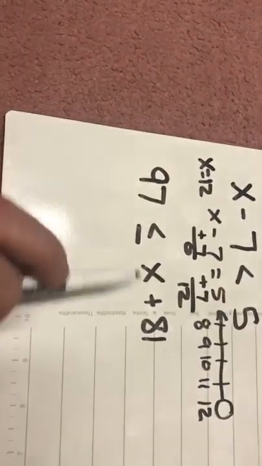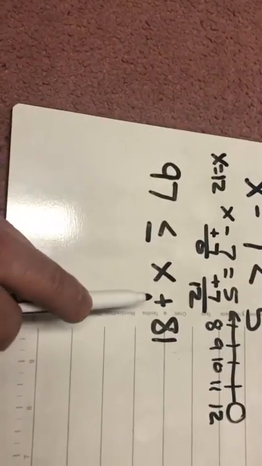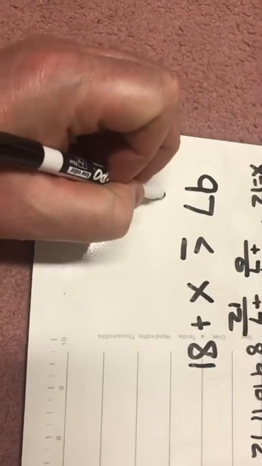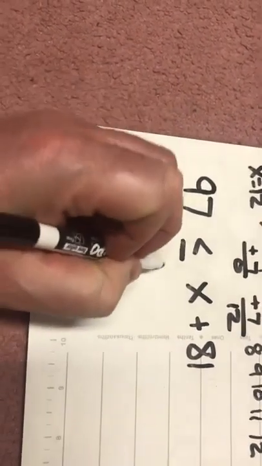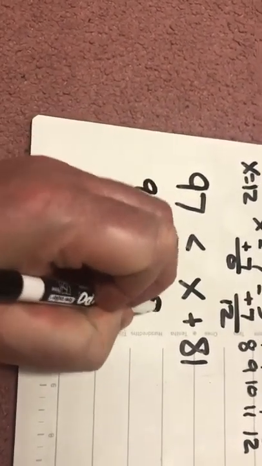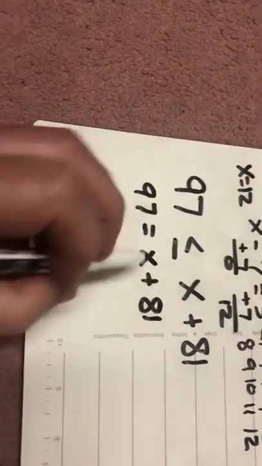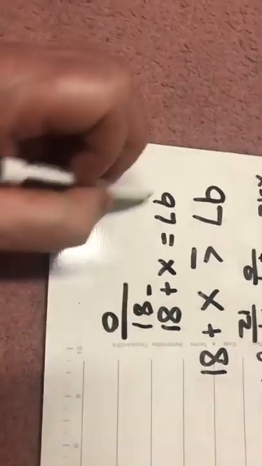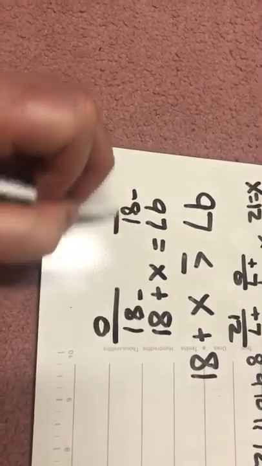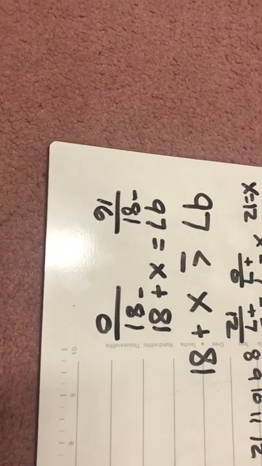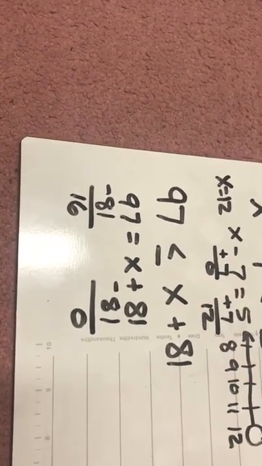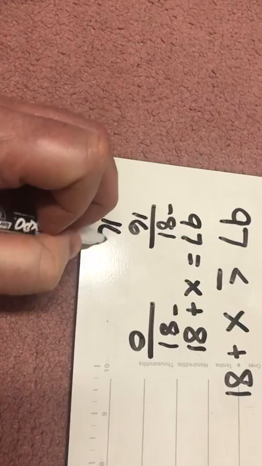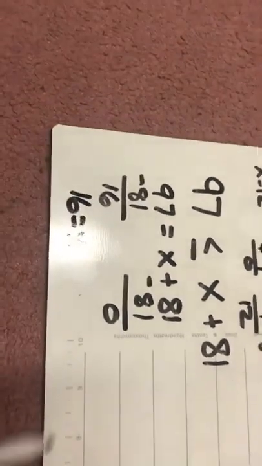97 is less than or equal to x plus 81. So I'm going to set up an equation: 97 is equal to x plus 81. And then I just solve the equation. Well, it's a plus 81, so I'm going to subtract 81 from both sides. That's going to become 0. I'm going to come over here and do 97 minus 81. That's going to be 16. All right, and I end up with 16 equals x.